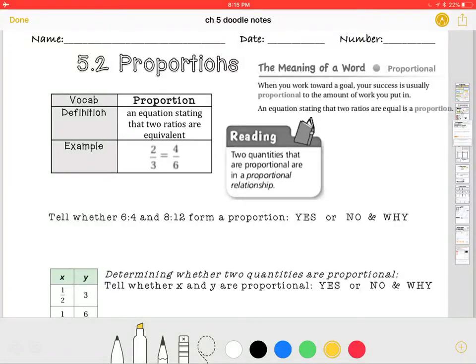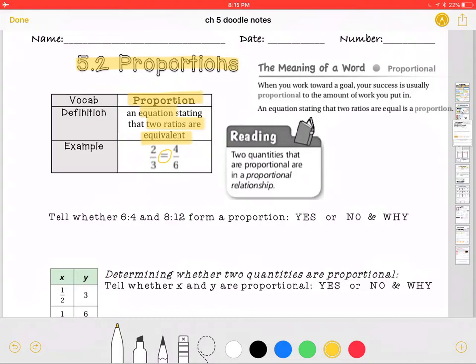Lesson 2 of Chapter 5 deals with proportions. Let's first define what a proportion is. It's an equation stating that two ratios are equivalent. The reason it's an equation is because it has an equal sign. Anything with an equal sign is considered an equation. So showing that two ratios, like the ratio 2/3 equals 4/6, we just set up a proportion.